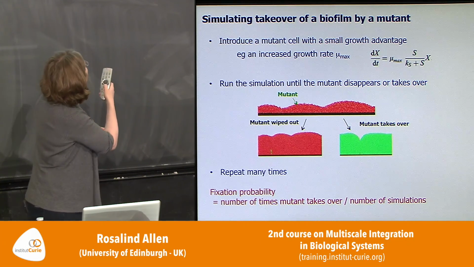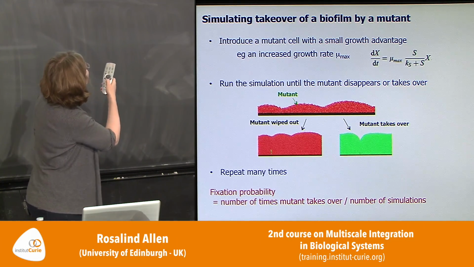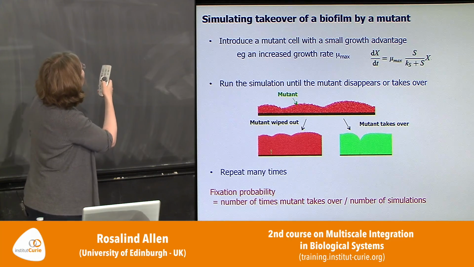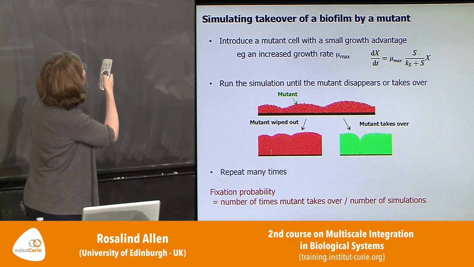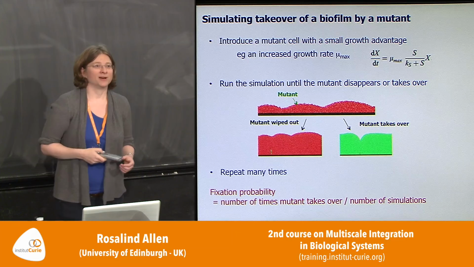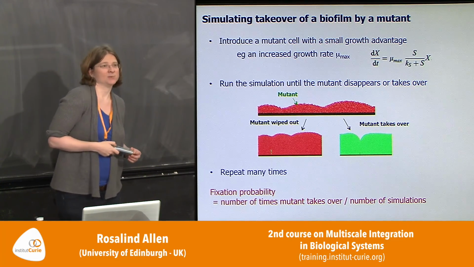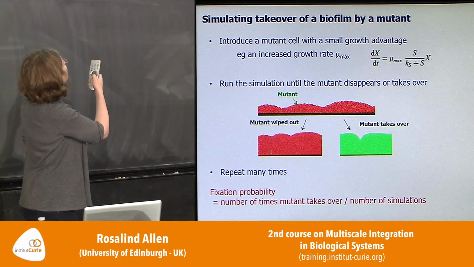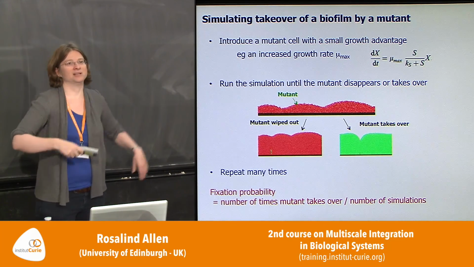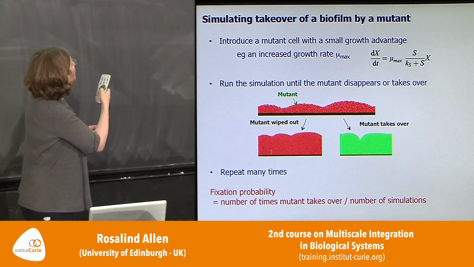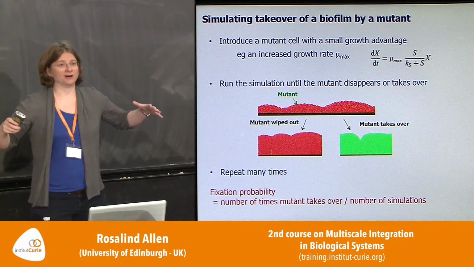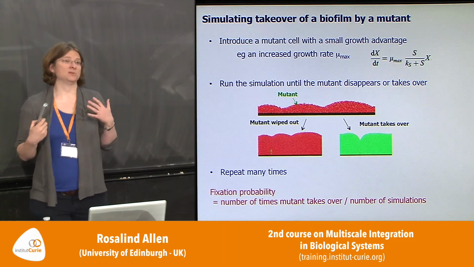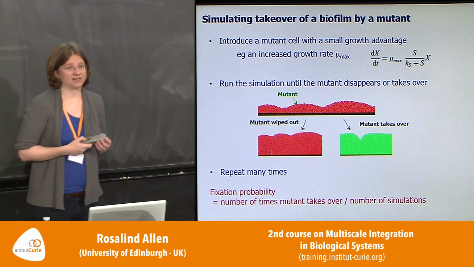Okay, so here's an illustration of that. Here's a biofilm which has mostly wild-type red bacteria, and we introduce a green mutant cell at some position in the biofilm, and then we just run the simulation until one of two things happens. Either the mutant disappears, because it got buried deep within the biofilm and didn't manage to proliferate, or alternatively, it ends up taking over the whole biofilm and the whole biofilm is green, which means the mutant managed to fix in the population.